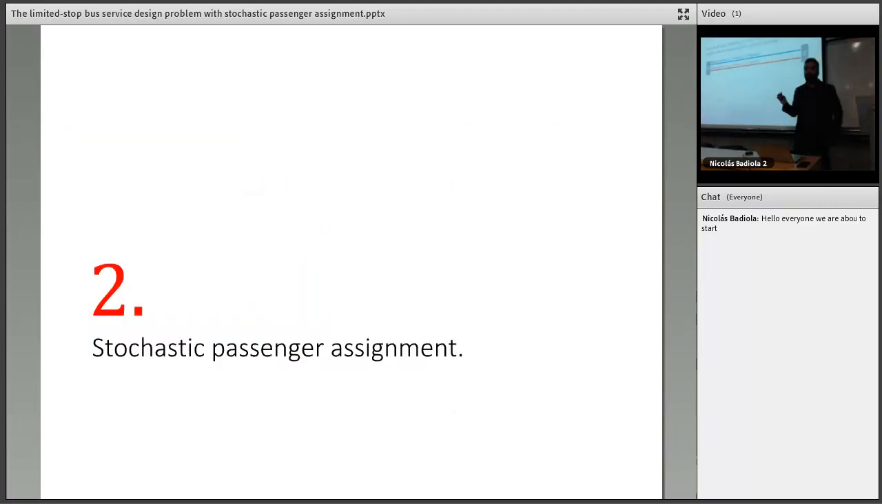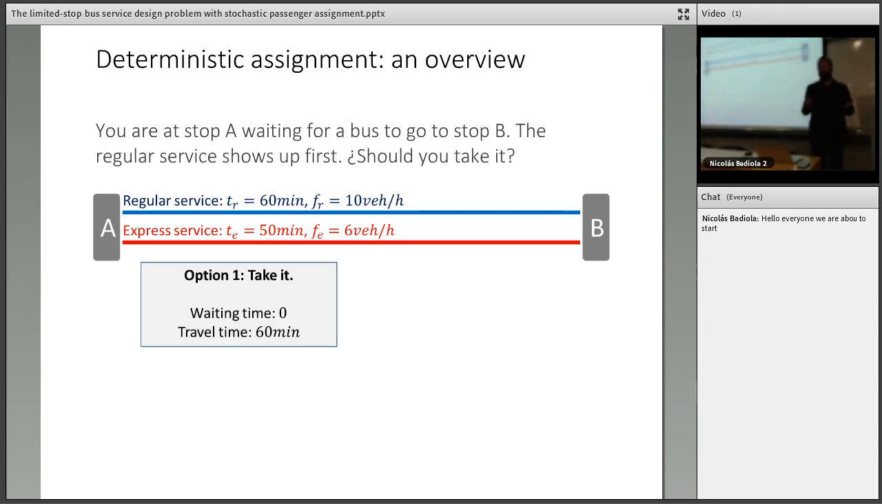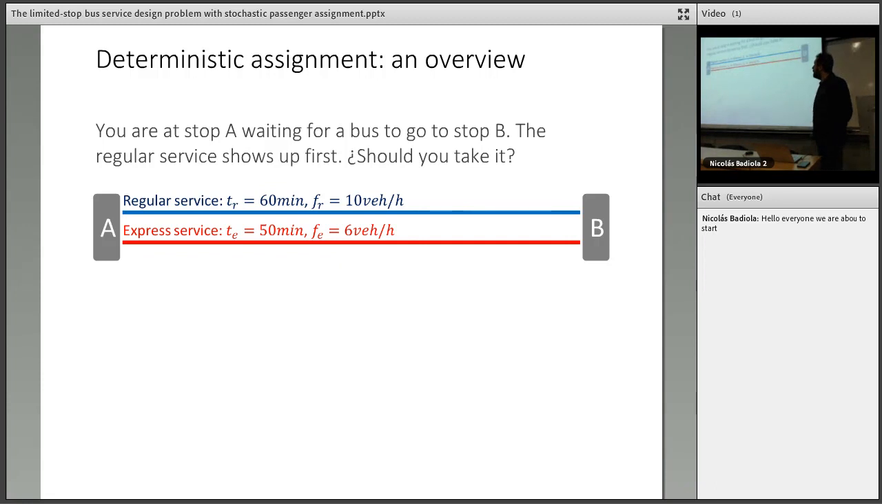First of all, let's speak about deterministic assignment, because stochastic assignment starts from this. Let's put ourselves in this scenario. Let's say that you are at a stop A, waiting for a bus to go to stop B. And you have two options. You can take the regular service, which takes an hour to get there, with a frequency of 10 vehicles per hour. And then you have this express service that saves you 10 minutes, but it's a little less frequent than the other one.